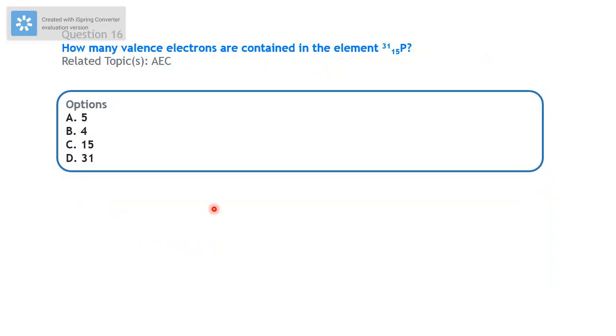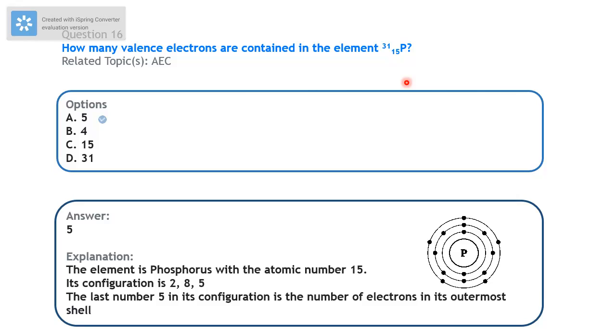Next, atoms, elements and compounds. How many valence electrons are contained in the element? In this representation, the subscript here is the atomic number of the element, while the superscript is the atomic mass of that element. To get the configuration, we use the atomic number, not the atomic mass. So the atomic number is 15. If you write the configuration of this element, it will be 2, 8, 5. That's what is pictured there.